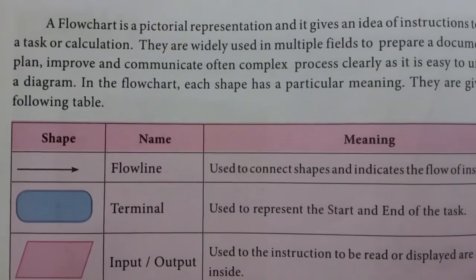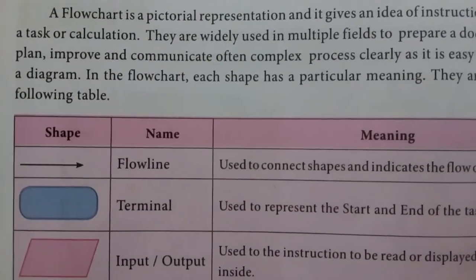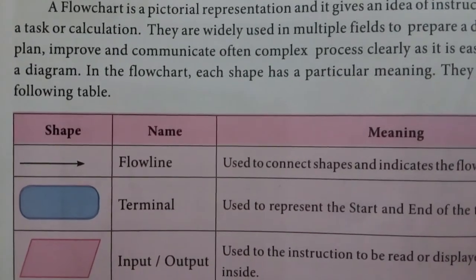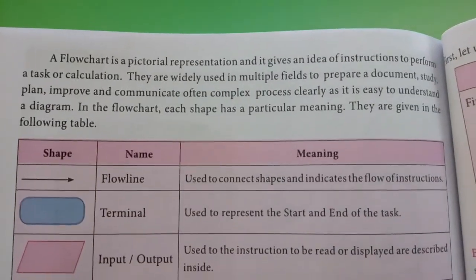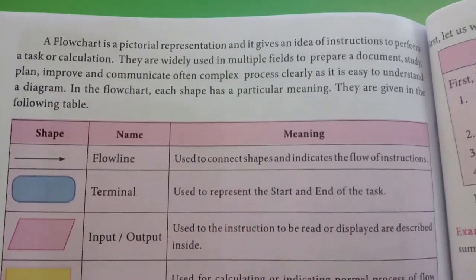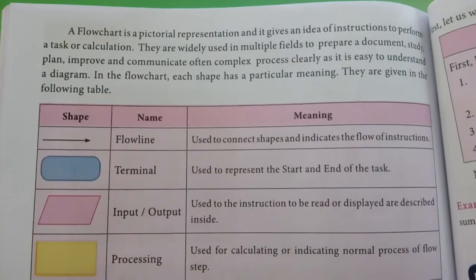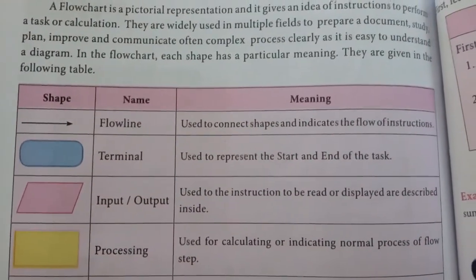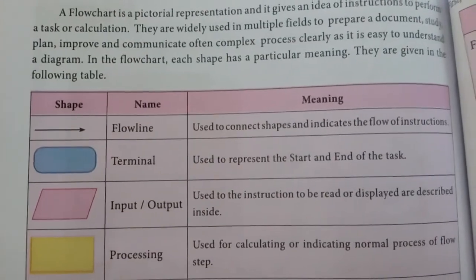Okay, already we have discussed what you mean by information processing in the Google Meet. Now we are going to discuss the flow chart. A flow chart is a pictorial representation and it gives an idea of instructions to perform a task or the calculations. In computers, we come to know how we have to use this flow chart.